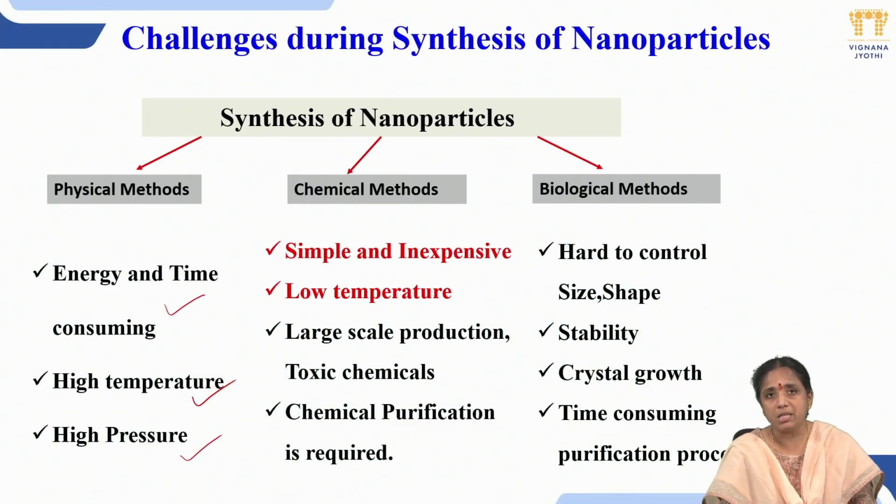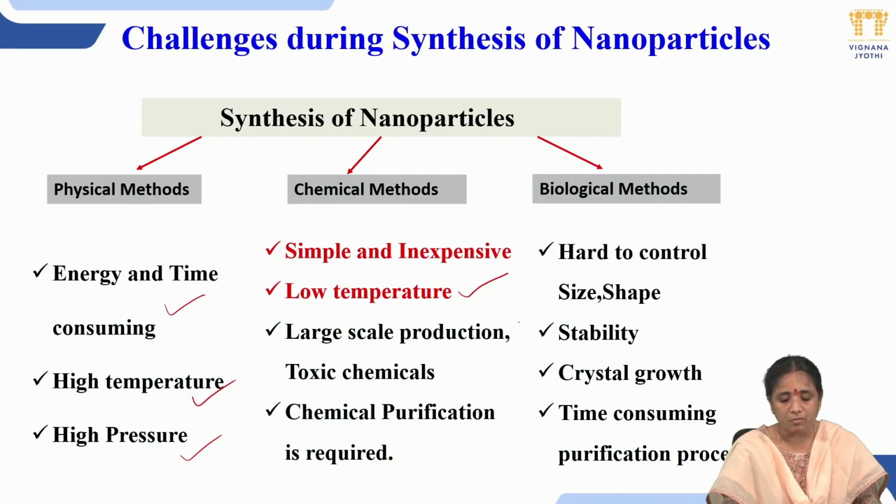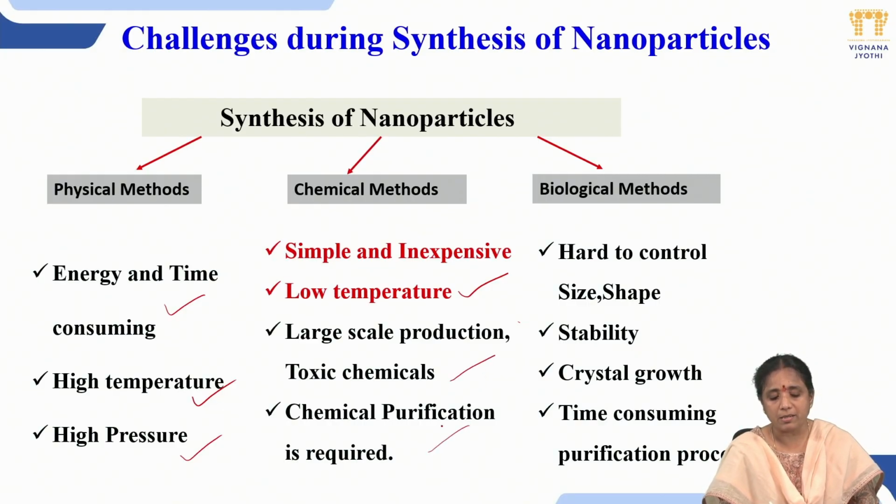Non-toxic materials can be chosen to work in a normal four-walled room, in a normal chemical lab or physical lab. We can get the nanoparticles at a very low temperature, and we can do large scale production, nearly 8 to 10 grams of product. But the challenge is that we have to consider the parent materials in such a way that toxic gases will not come out. Chemical purification is also required at this level.